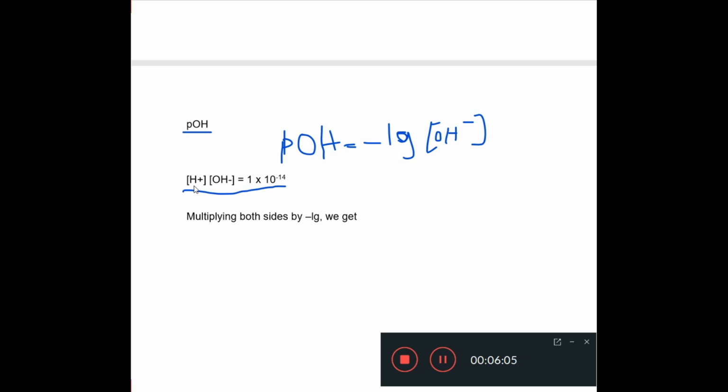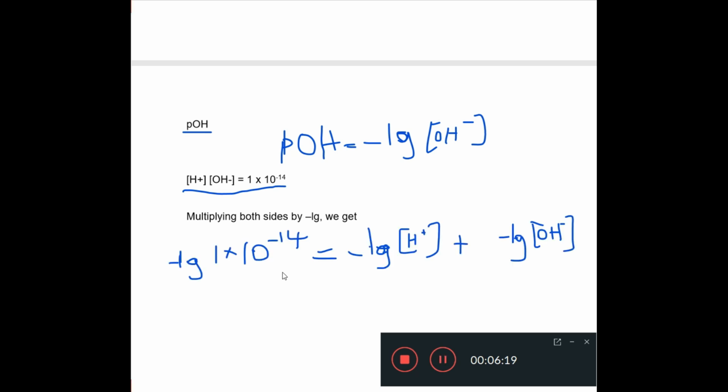Now remember this equation here, H plus times OH minus concentration is equal to Kw, which is 1 times 10 to the minus 14 at 25 degrees Celsius. Now if we multiply both sides by minus log, we get minus log 1 times 10 to the minus 14 would be equal to minus log H plus plus minus log OH minus. Now what that means therefore is that this will become 14, and minus log H plus is basically pH, and minus log OH minus is pOH.